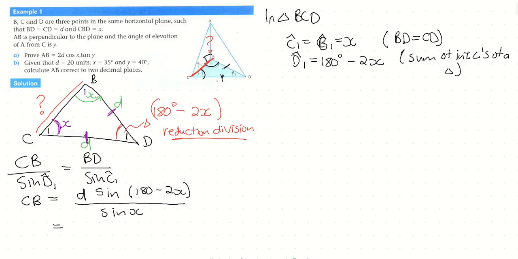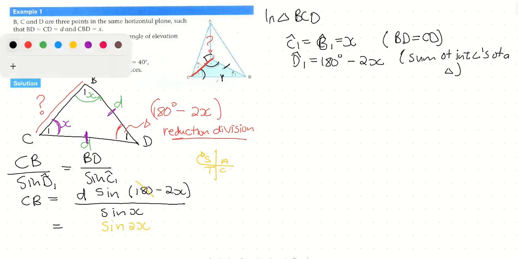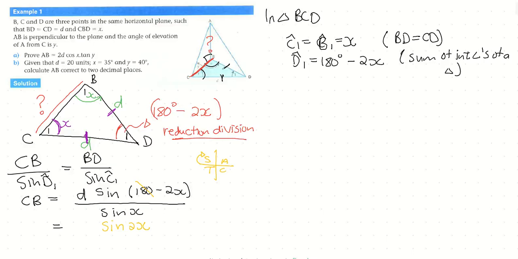Now I've got this, I can create a reduction formula from this. 180 minus, let's look at our CAST. You should know this off by heart. CAST, right? 180 minus 2x. Which quadrant am I in? I'm in my sine quadrant, which means the 180 can fall away, and this just becomes sine 2x, a positive sine 2x, because it stays positive in that quadrant.